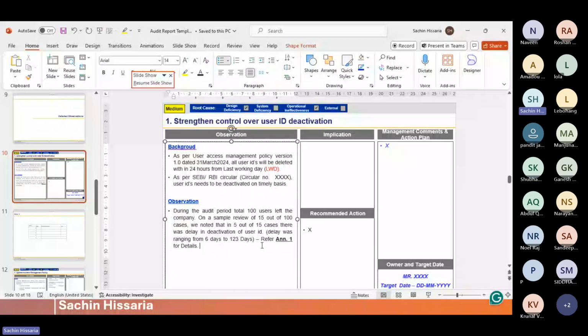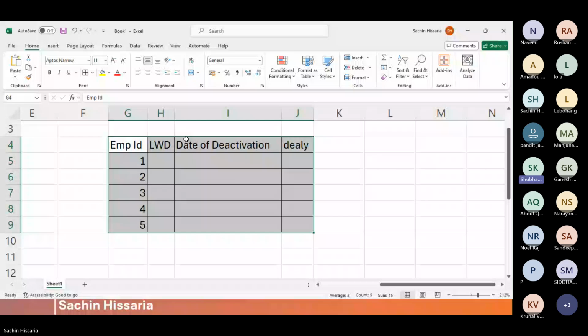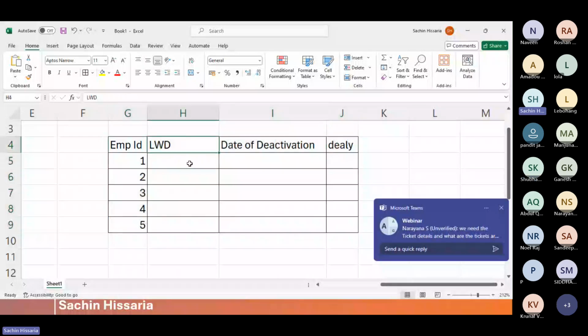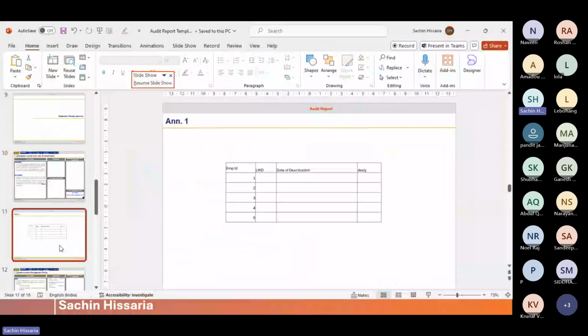What else will you require? Any one of you? Is this observation complete? Now guys, think from the management perspective again. When it was deactivated, okay, Krunal. So that is there now. Date of deactivation is there in your annexure. In your annexure, you are capturing the date of deactivation. Okay, this is there. See, in the annexure it is there.